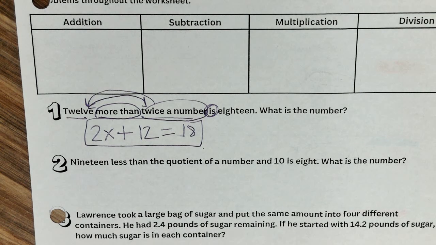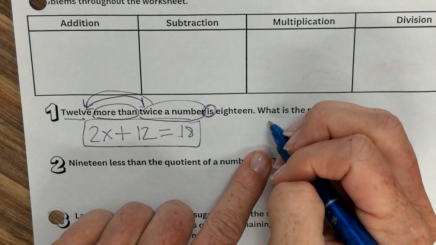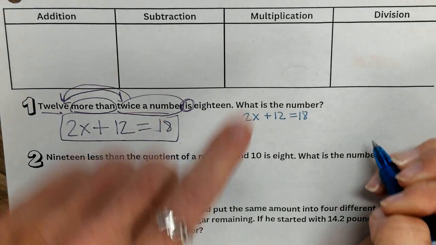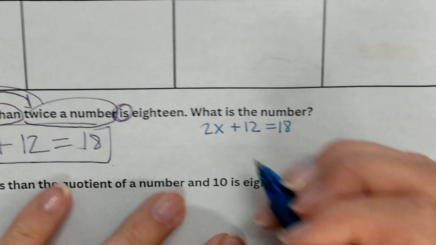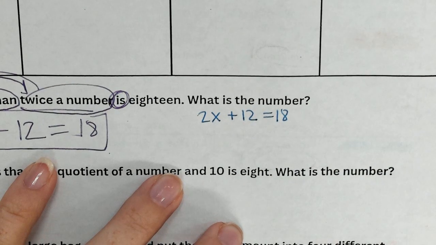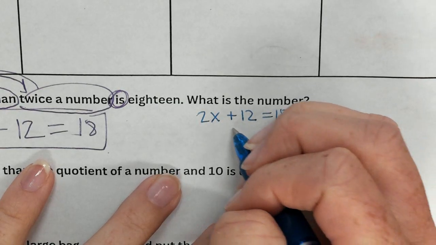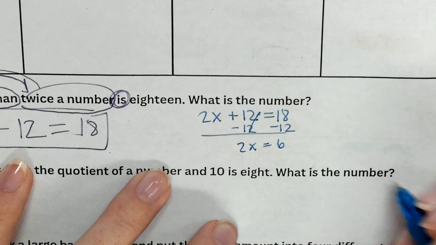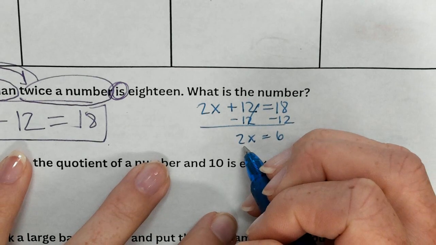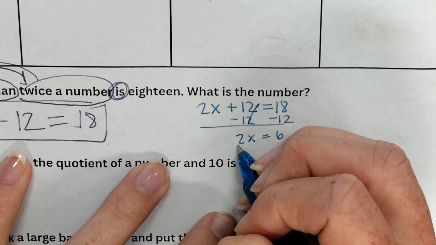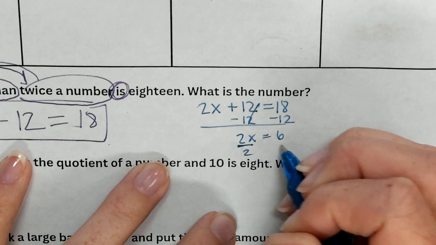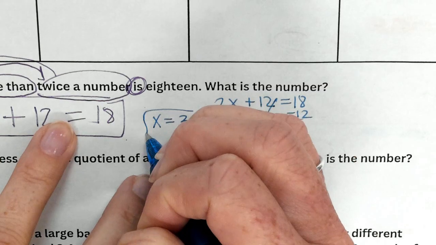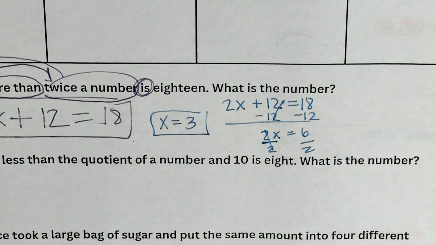Then you're going to go solve it. So we're going to go over here and solve it. 2x plus 12 equals 18. And I'm going to go solve for the answer. What would I get rid of first? How do I get rid of the plus 12? So I have 2x equals 6. How do I get rid of the coefficient? Divide by 2. And 6 divided by 2 is 3. And that's the answer.